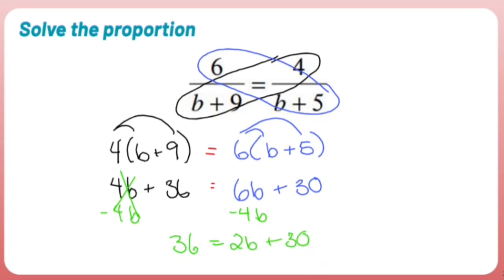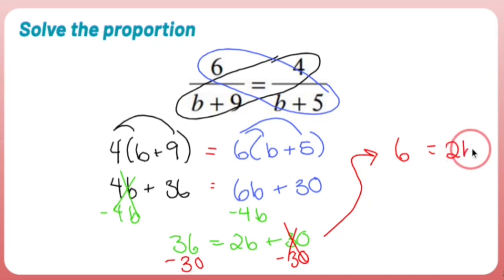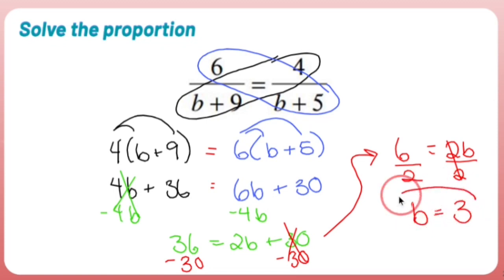b is not by itself. I have 30 in the way and I have 2 in the way, so I'm going to subtract 30 from both sides first. Okay, cross that out. 36 minus 30, I'm going to write that up here. 36 minus 30 is 6, and now 2b is all alone on the right side. Divide both sides by 2. 6 divided by 2 is 3, so I'll move that over here so I can move the b to the left. And in the end, b is 3.